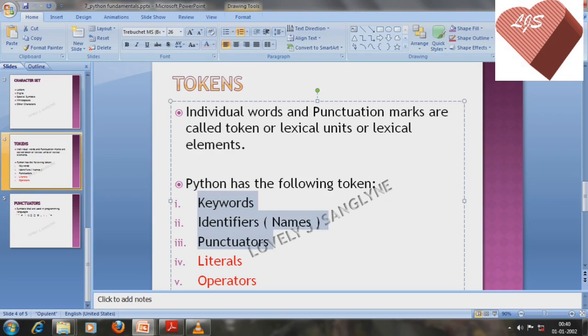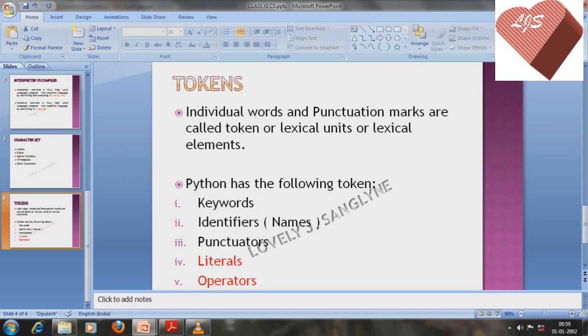So here we have learned keywords, identifiers, and punctuators. So in the following videos, we will be learning about literals and operators.